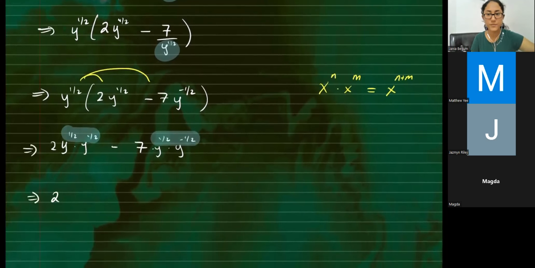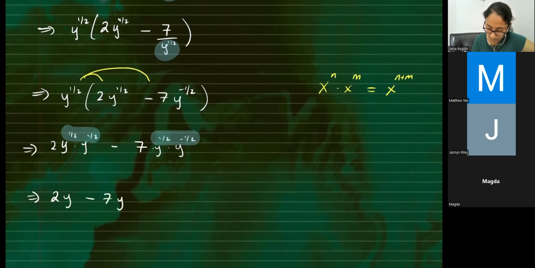What's the exponent for the y? You add them up, right? 1/2 plus 1/2, you'll get 2/2, which is 1. Or you can just ignore it, right? And for the second one, you'll have 7 y to the 1/2 plus -1/2, that's 0, which means the y term will disappear for the second term. So that's your final simplified answer.